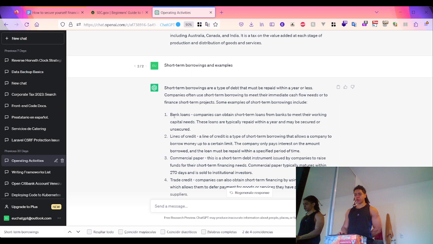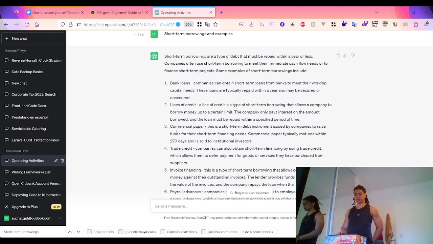So looking at short-term borrowings like bank loans, a line of credit, a commercial paper, which is a short-term debt instrument issued by companies to meet their financial needs. Trade credits, which are short-term financing that allows a company to defer payment of goods and services they have purchased from suppliers.